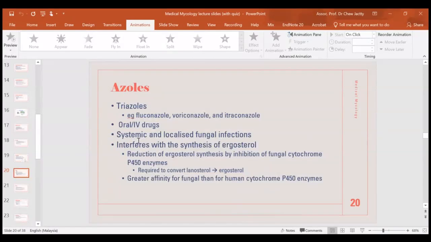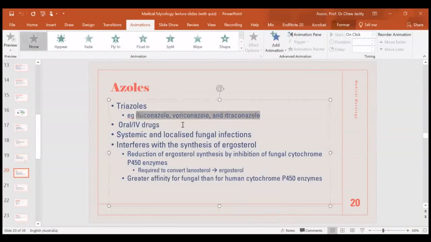And we also have a big group of azoles. There's no need to memorize all these names, but I group them separately to show you the differences in terms of application. The first group of azoles, which are the triazoles, are commonly used as oral or IV drugs, for systemic and localized fungal infection. So the application is quite broad. The mechanism of action for azoles is that they interfere with the synthesis of ergosterol.